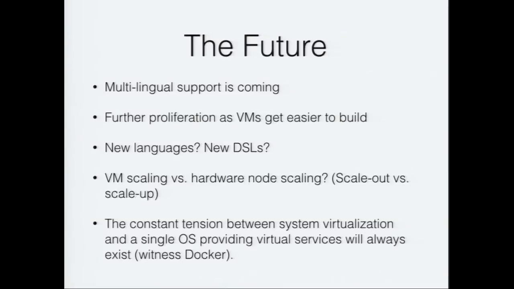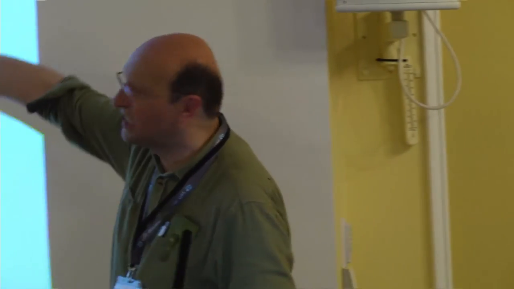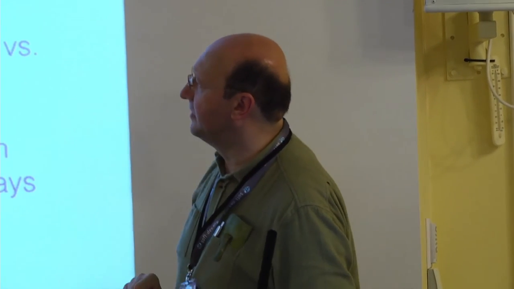What's the future? Well, multilingual support definitely seems to be coming. We have a couple of contending approaches for that. It gets easier to build VMs. I think further proliferation is inevitable. In fact, one of my main motivations for trying to make VMs easier to build is we need new, better languages, right? We haven't really had any new good languages, very few new good languages in the last 20 years. And part of the reason for that is it's very hard to make a high-performance thing without investing massive effort. And the same goes for DSLs. If we go down that path, then maybe we'll have more high-performance, good languages available.